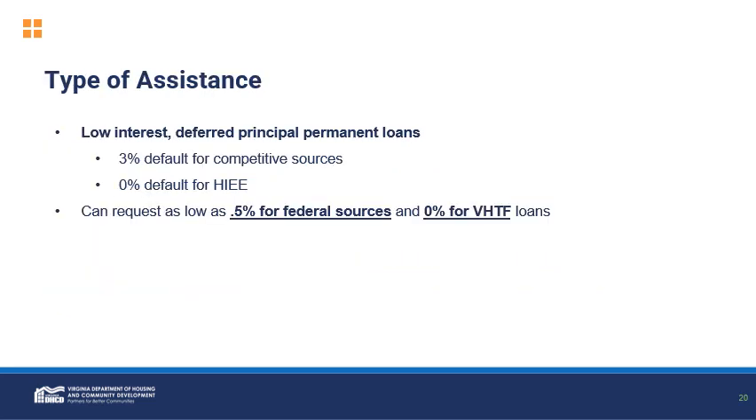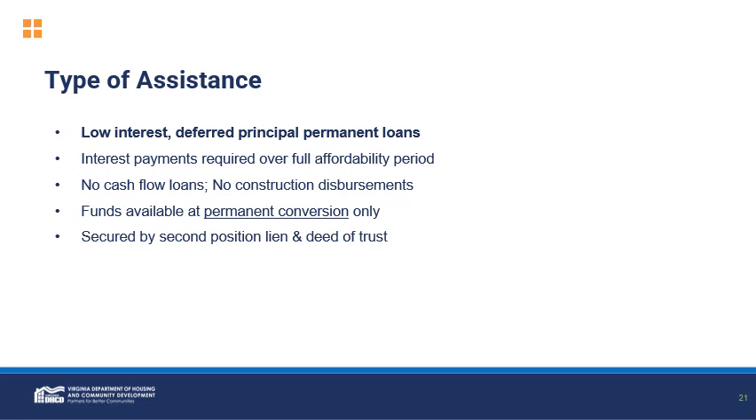Our loans are low interest, deferred principal permanent loans. So we have a default interest rate of 3% for competitive sources and 0% for HIGH E. Low interest rate: you may request as low as 0.5% for federal sources and 0% for Virginia Housing Trust Fund. Again, interest payments are required over the full affordability period. There are no cash flow loans and no construction disbursements, and they are available at permanent conversion only, secured by a second position lien and deed of trust.